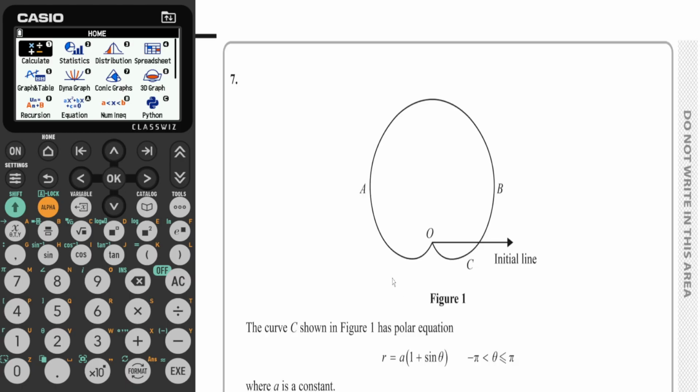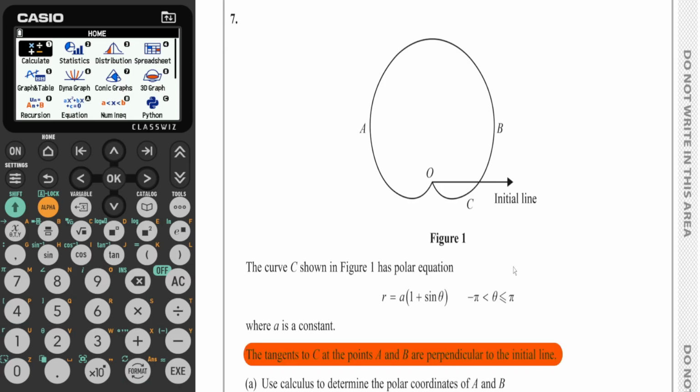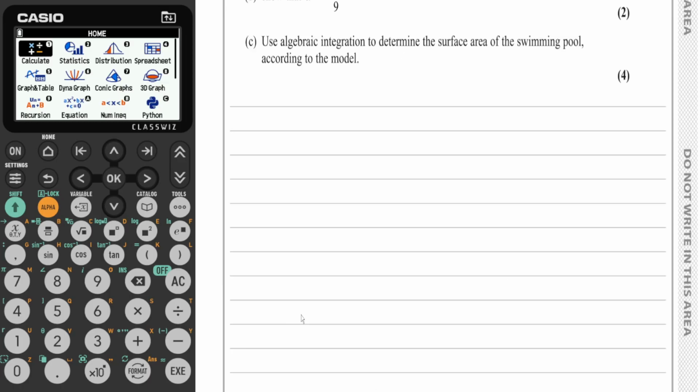Question number 7. The curve C, shown in figure 1, has polar equation r = a(1 + sin theta), where theta is between -pi and pi, and a is a constant. The tangents to C at the points A and B are perpendicular to the initial line. Let's show this on the diagram here. Part A, use calculus to determine the polar coordinates of A and B.